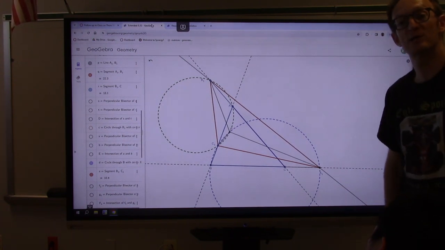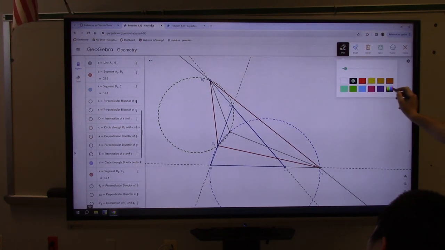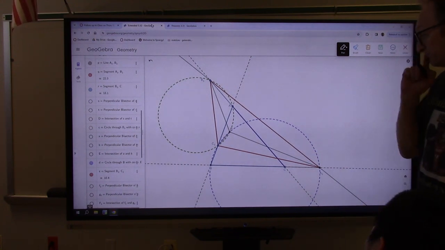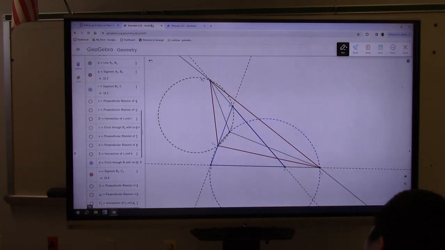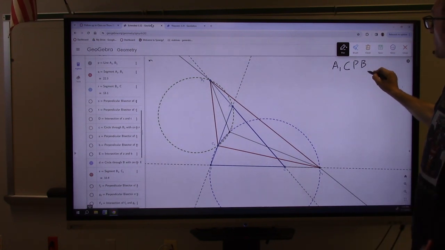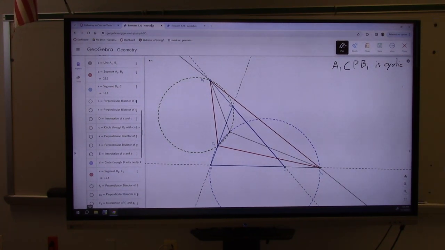And then there's the circle through B, and then we need the circle through C. So we need to show that there is a circle through C and the two arbitrarily chosen points on the sides of angle C, that is A1 and B1. In other words, we need to show that A1CPB1 is cyclic. Who agrees? Where's P? Oh, never mind. I agree with myself that this is what we need to show.